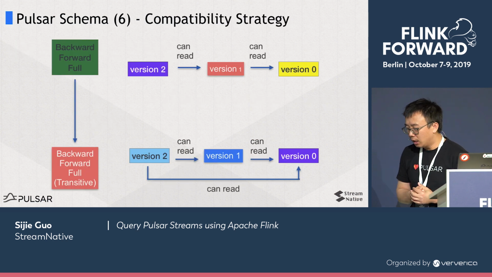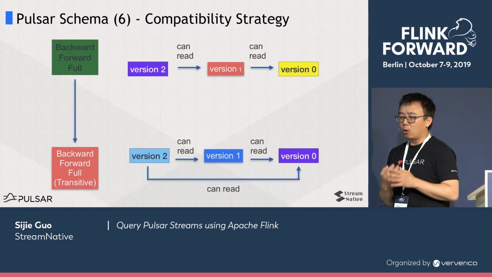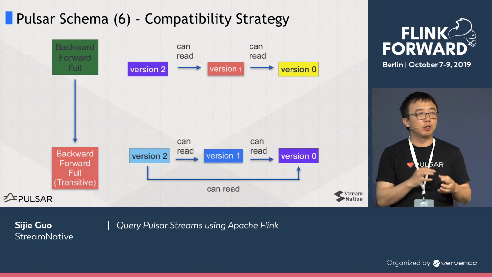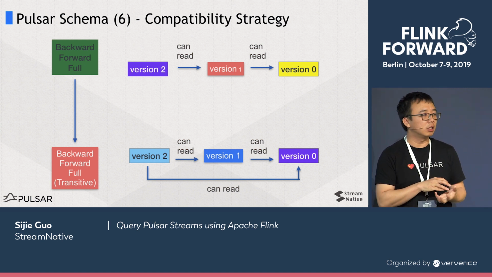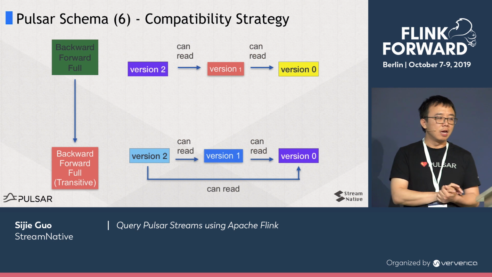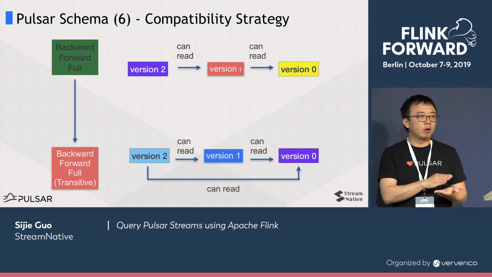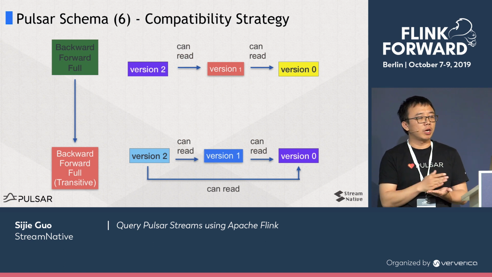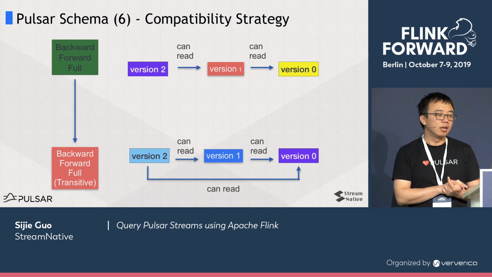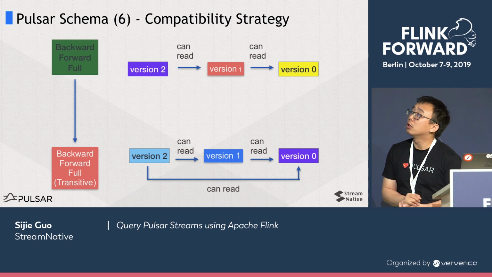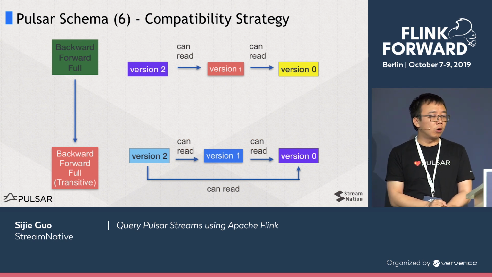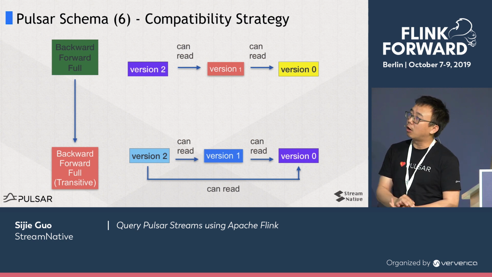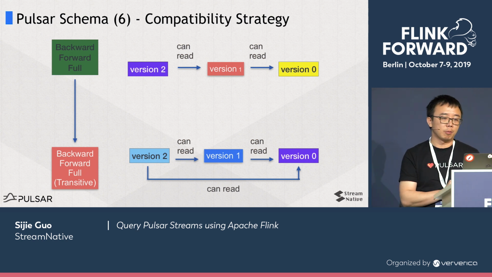Pulsar not only stores the schema information, but also manages all the schema evolution. You can evolve a schema to the next version, and Pulsar keeps track of all the versions and manages the compatibility checks. We support backward, forward, full, and all the transitive compatibility checks.